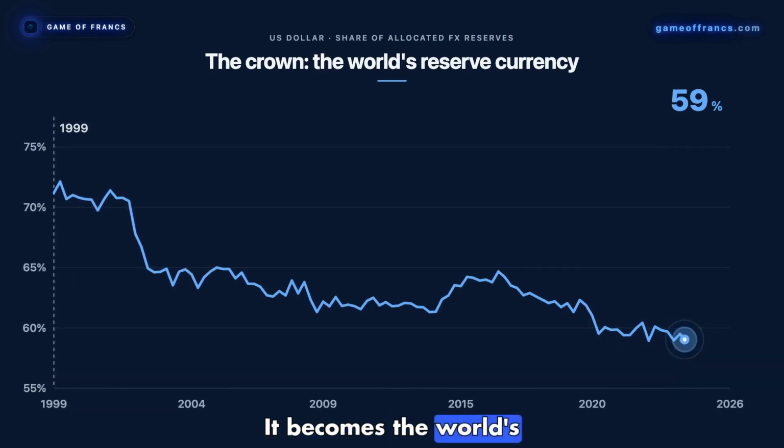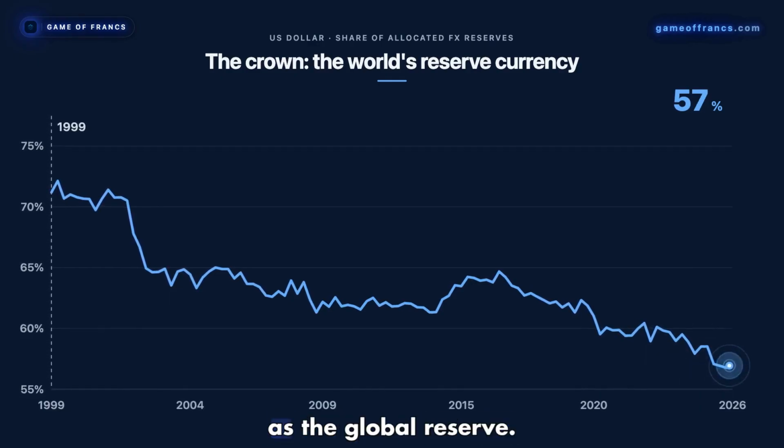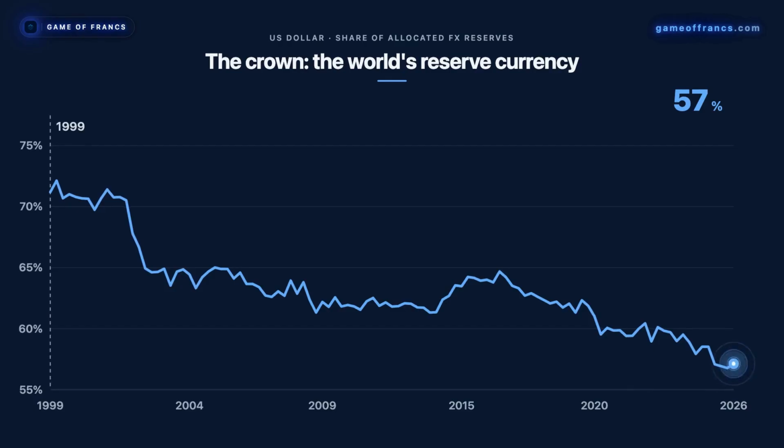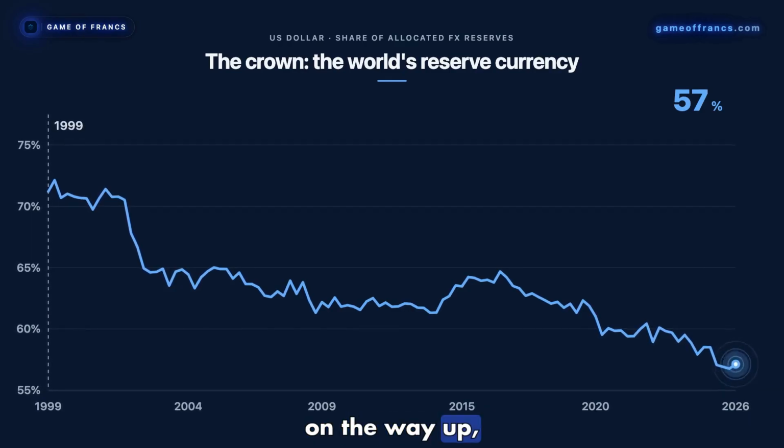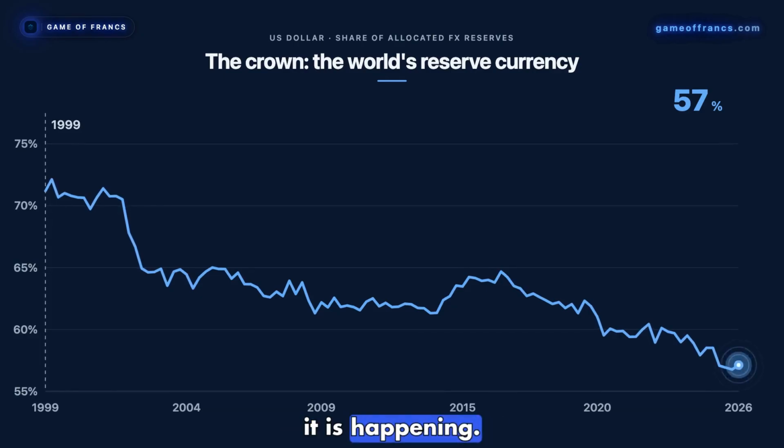It becomes the world's financial center. And finally, its currency is adopted as the global reserve. Reserve status is the last thing to arrive on the way up, and one of the last to leave on the way down. That lag is what makes decline so easy to deny while it is happening.